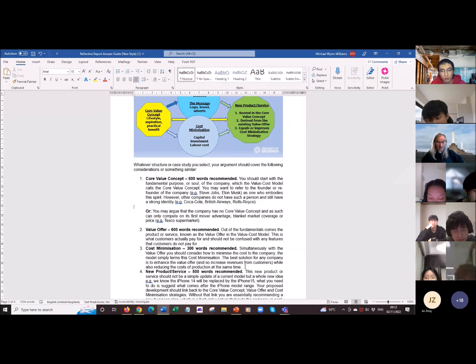So the kind of company I'd be thinking of, Coca-Cola, that we looked at last week. There's British Airways. There are other airlines as well, any kind of national airline, a flag carrier airline, as they're called. Companies like, say, Rolls-Royce. So Rolls-Royce did have a founder, Henry Royce, but that was a long time ago. He's long dead. So these companies have no founder, but they still have a strong core value concept.